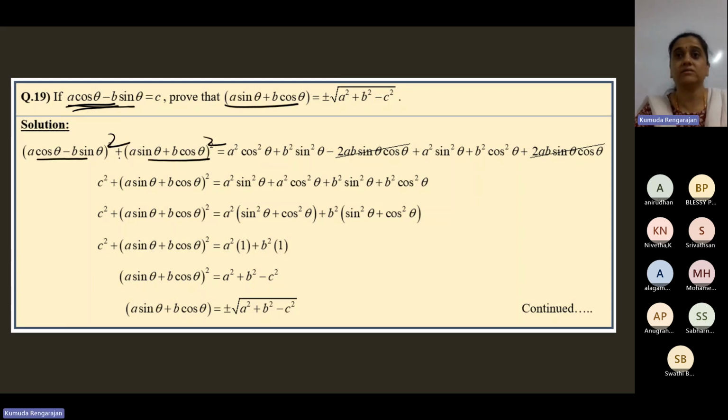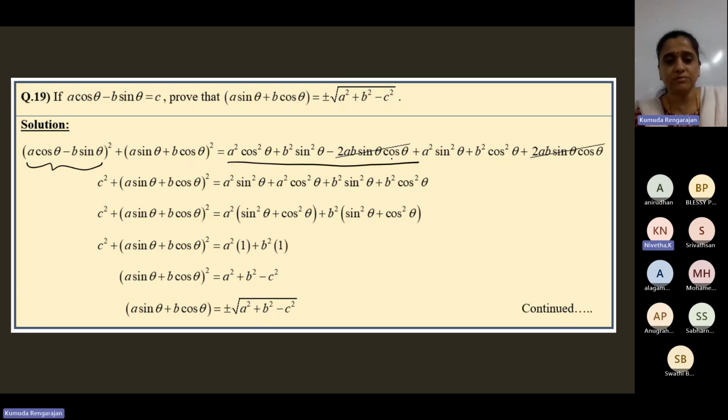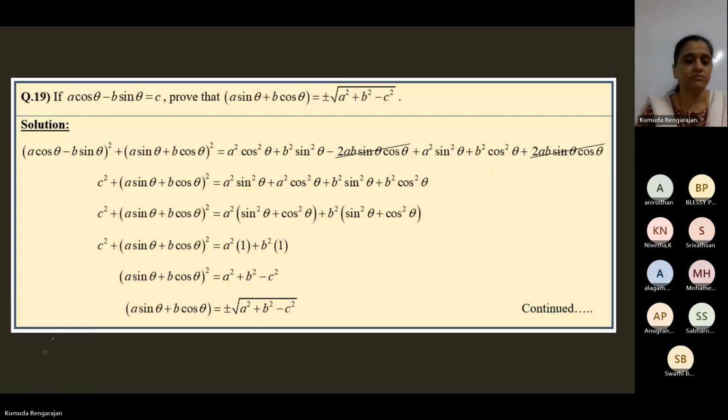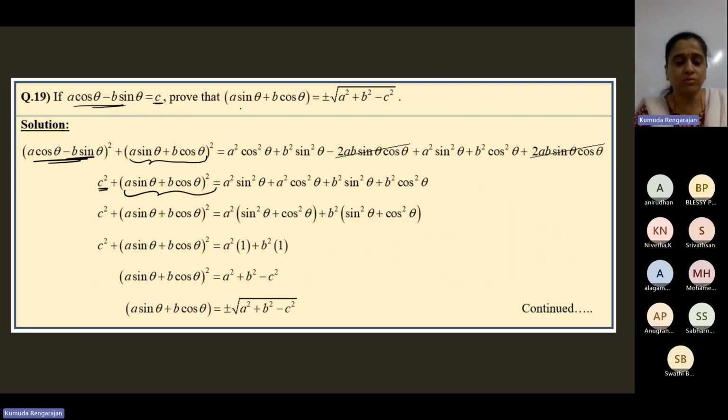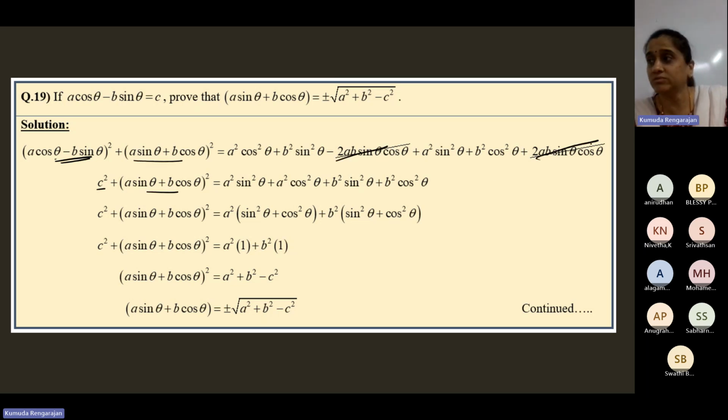Square and add. Expand this one, 3 terms. Expand this one, 3 terms. Then the value of this we know, C. So C squared. This is what we have to find. So that will come as it is. We'll have to prove that the value of this expression is equal to this one. So this will come as it is, right? The value of this expression we know, C, so C square, this one as it is equal to these 2 middle terms, they get cancelled.